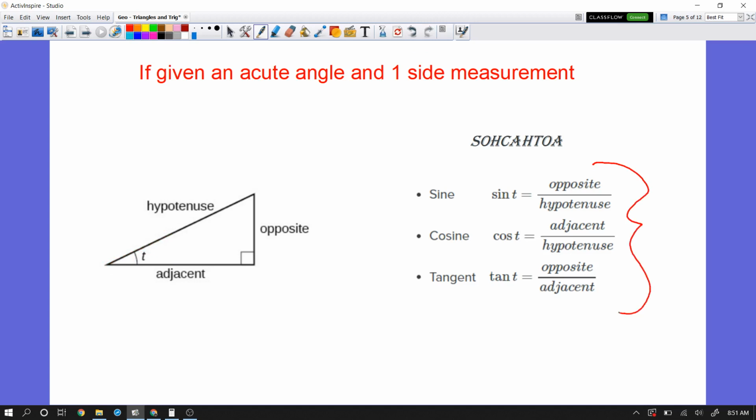So it's like you're putting pieces of the puzzle into these formulas. Like, how am I supposed to remember this? SOHCAHTOA. Sine opposite hypotenuse, cosine adjacent hypotenuse, tangent opposite adjacent. So all you have to remember is SOHCAHTOA, and then do your best to remember hypotenuse, opposite, adjacent. That's it.